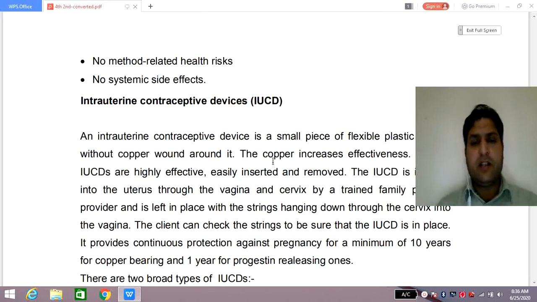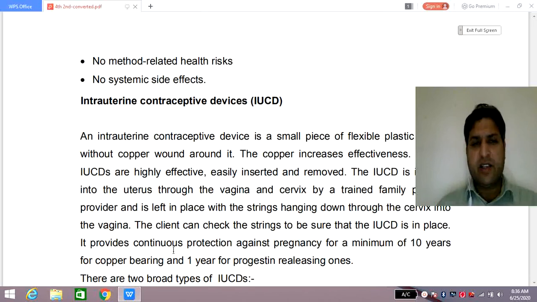Basically, these are specially designed substances and barriers which are used to prevent the chance of pregnancy, mostly a small piece of flexible plastic with or without copper wound around it. Why are we using the copper? Copper basically increases the effectiveness, as copper has a direct effect on the sperm and decreases its effectiveness. Modern IUDs are highly effective. That's why the latest IUDs are available, and they are very effective.